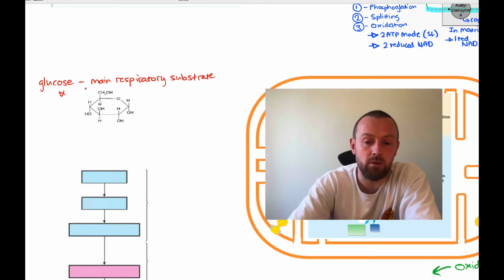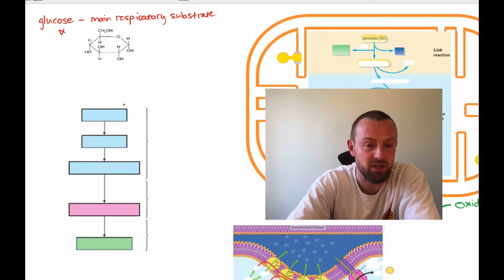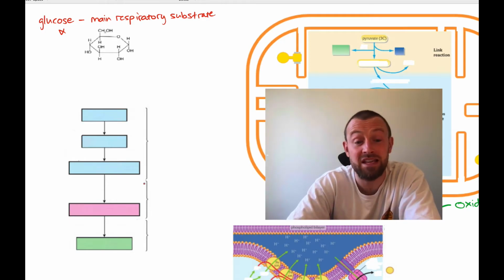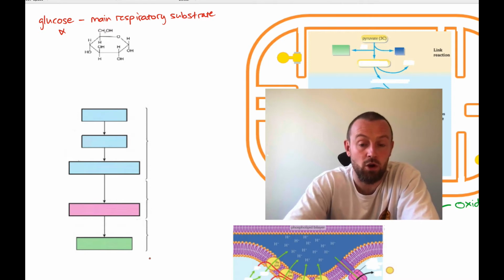Okay, so I'm going to pop into a PowerPoint slide that I've got of this already. I'm going to be annotating around this diagram here. But already you might be able to see there are some color codes going on, and those color codes correspond to the 3 phases of glycolysis. The first phase is phosphorylation, the second phase is splitting, and then the third phase is oxidation.